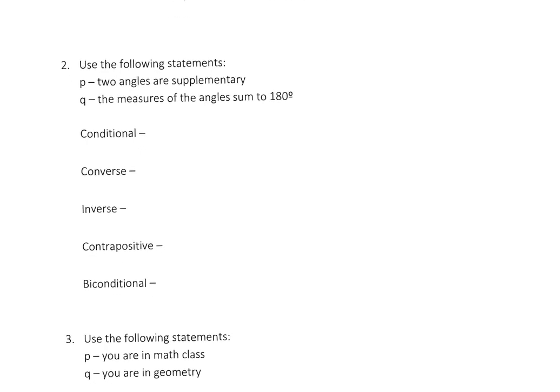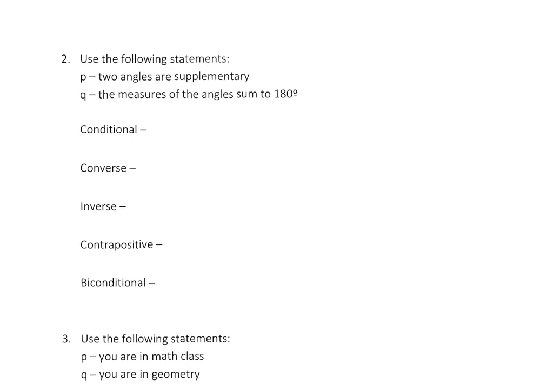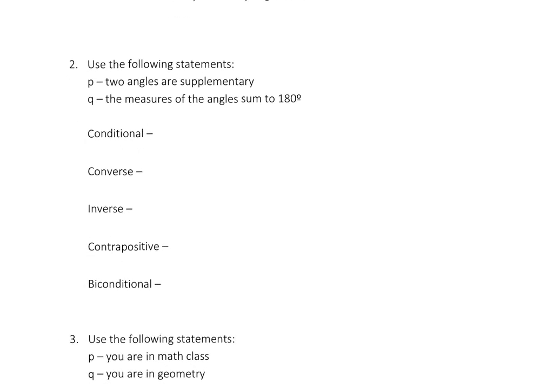When you get down to numbers 2 and 3, they give you the P and the Q statement, okay? When I write the conditional, I'm going to simply say if this, then this, right? That's my conditional statement. Converse, we are going to flip it. The two statements flip. If this, then this. The inverse, we put not in the conditional, and the contrapositive, we put not in the converse.